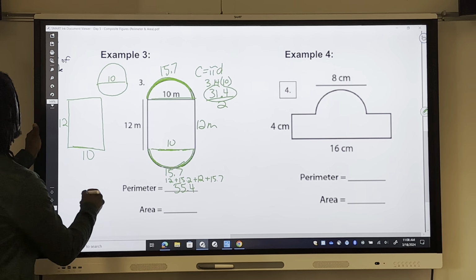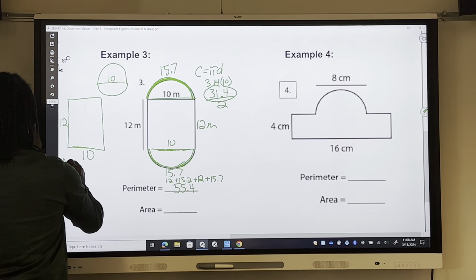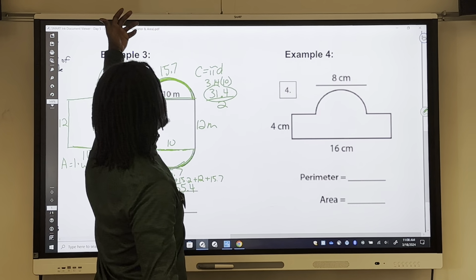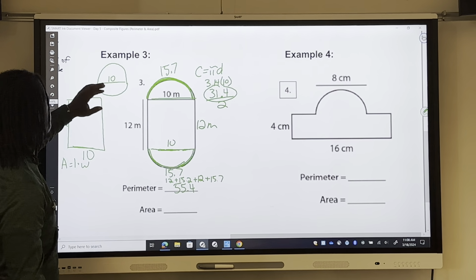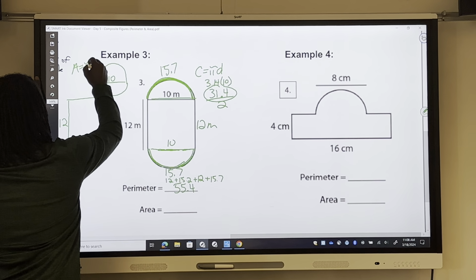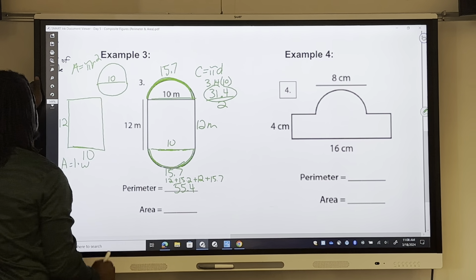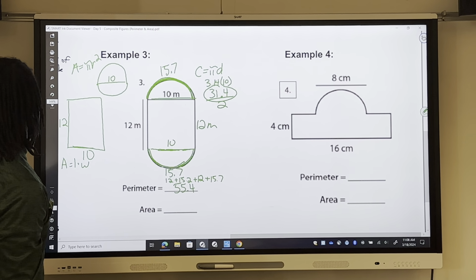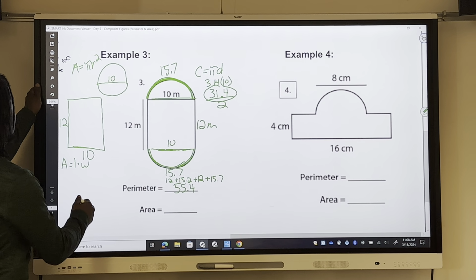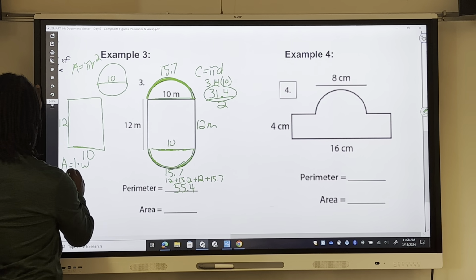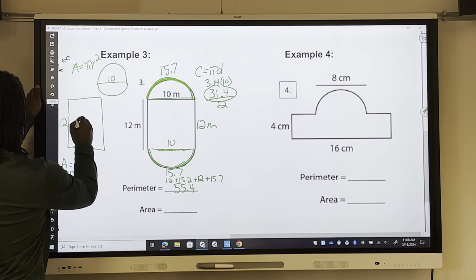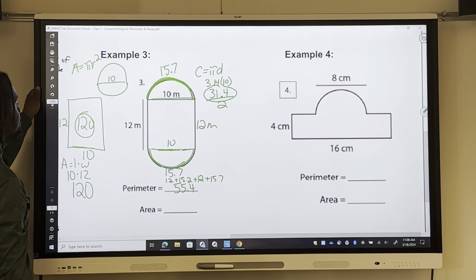So what formulas do I need? Well, for rectangle, it is area equals length times width. Let me go back again, go back to my formula sheet for circle. The area of a circle, area equals pi r squared. Okay. So to find the area of the rectangle, I'm just going to do 10 times 12. Okay, and that gives me 120. So the area of that is 120.